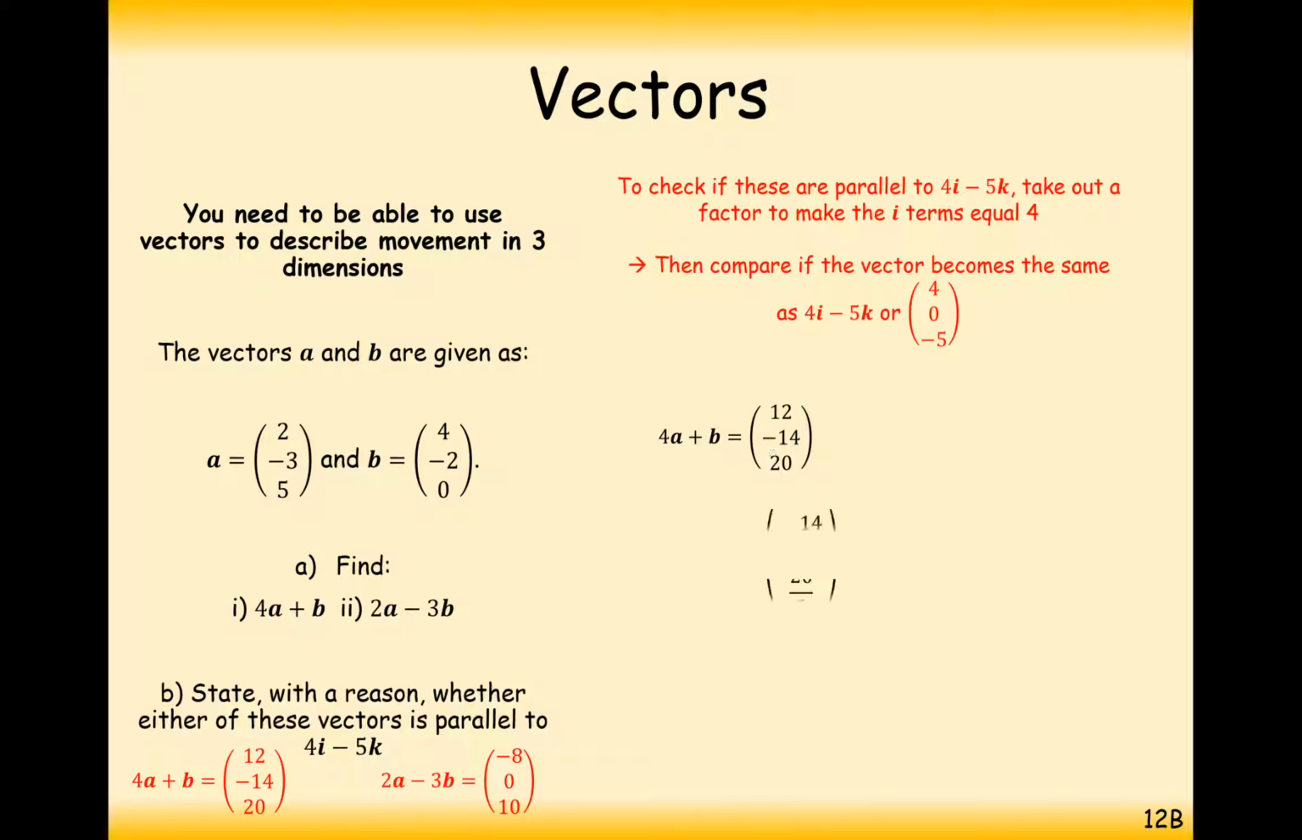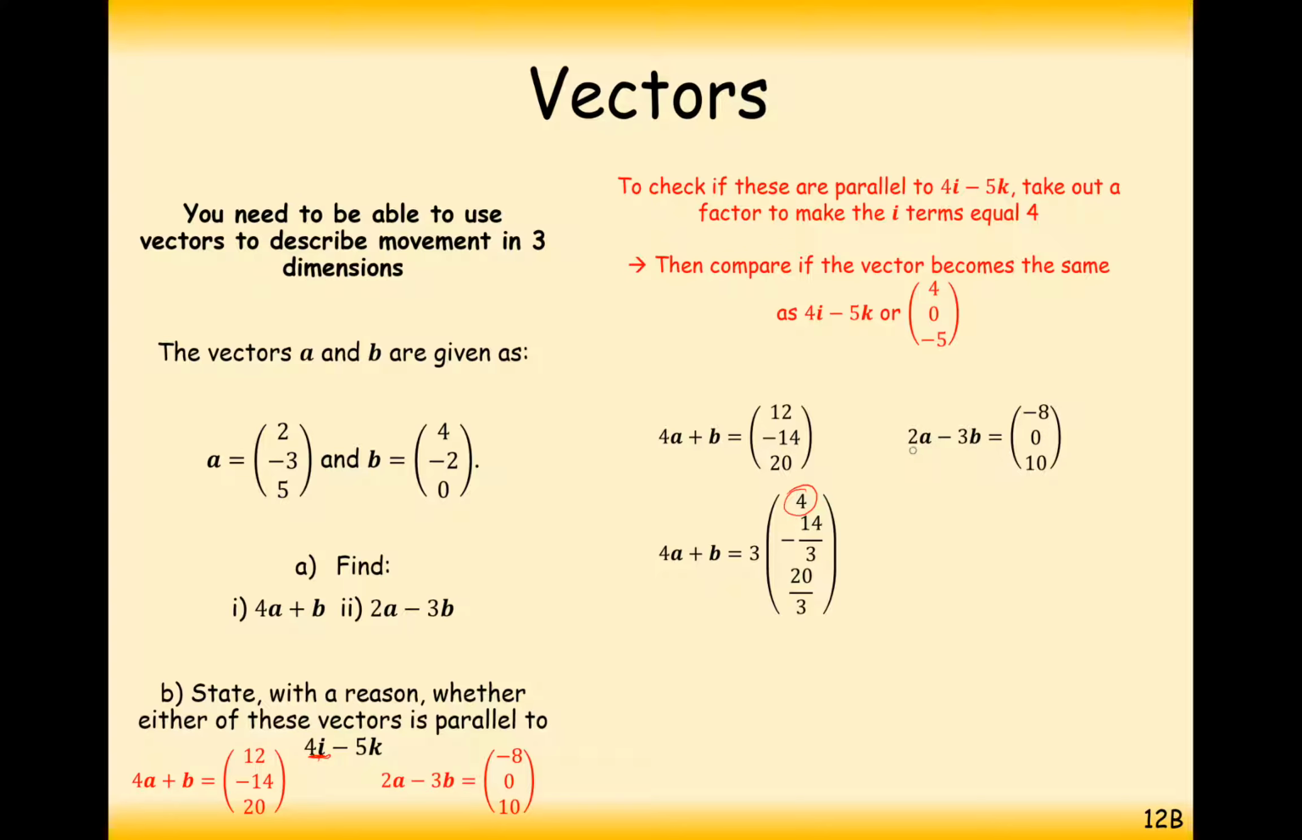This was 12, minus 14, 20. If we effectively factor out a 3 to get a 4 on the i component, which is what we're looking for, then the other two components don't really match up. So when we pull out a factor to make the x component equal to the x component we're looking for, we want to see if the other components match up as well.